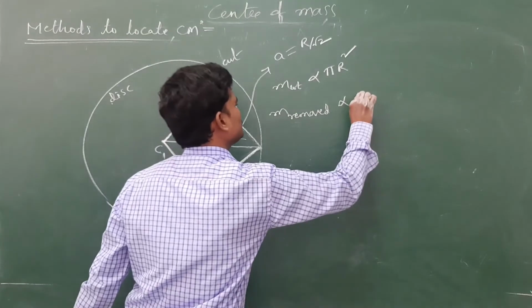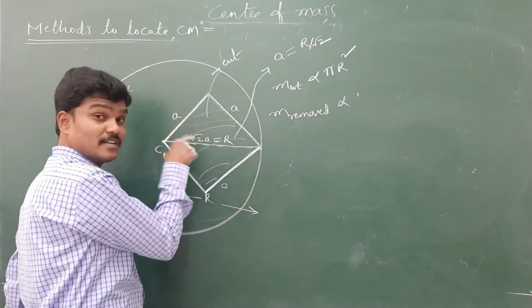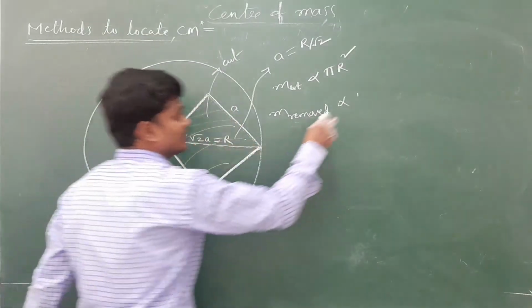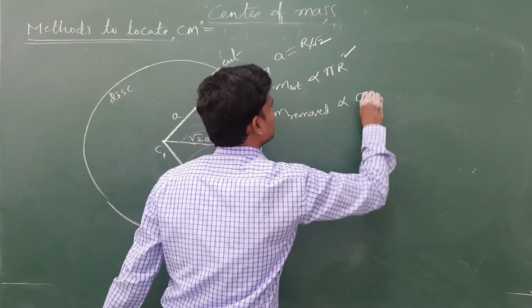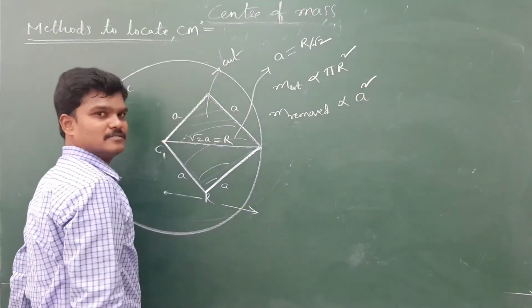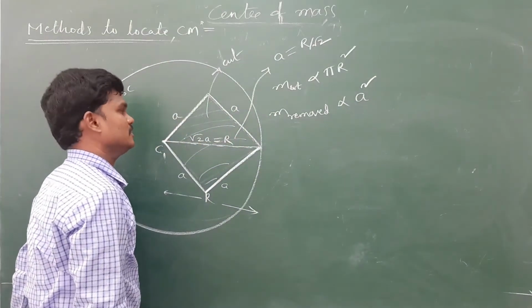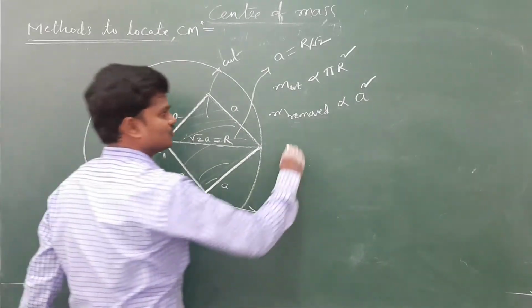Mass is proportional to... see, this is not a circular shape. It is a square shape. It is proportional to area, which is nothing but the square of the side. So mass removed.